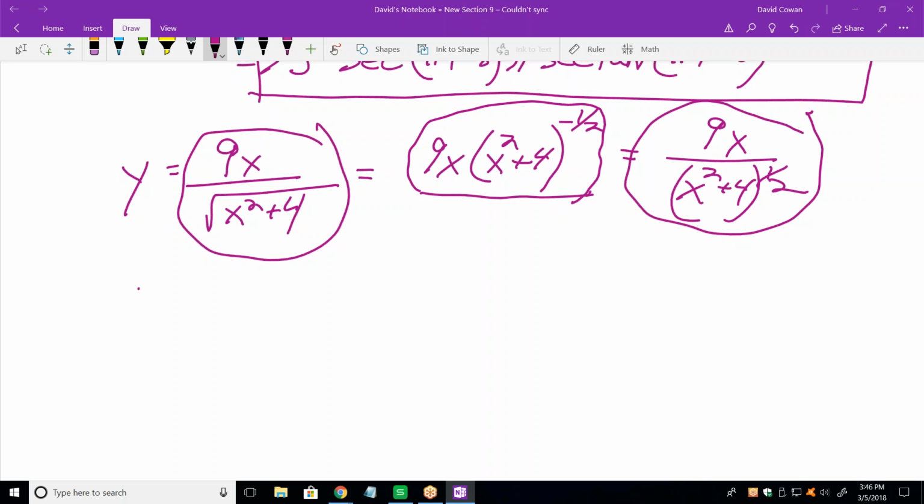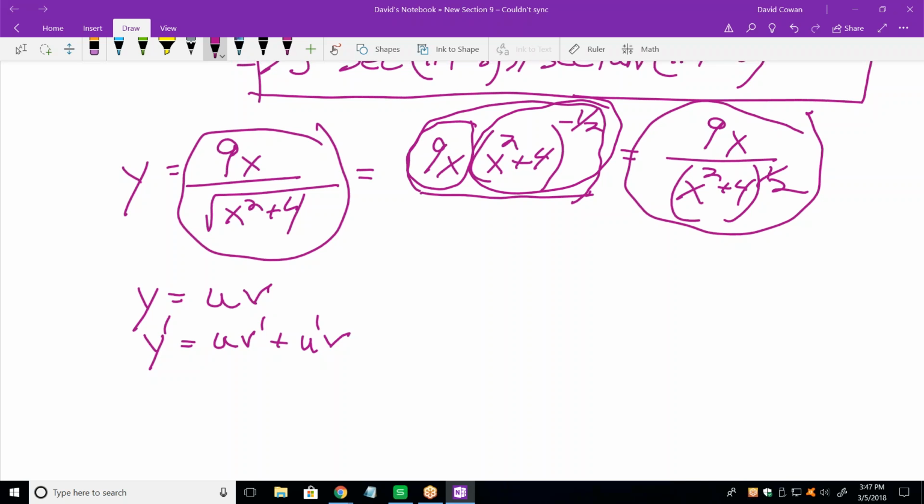All right. So here's what the product rule says. If y equals one function times a different function, then y prime equals u times v prime plus u prime times v. So that's what we're going to do. There's our u. There's our v. So then, what do we got?